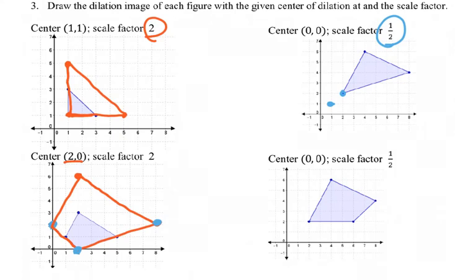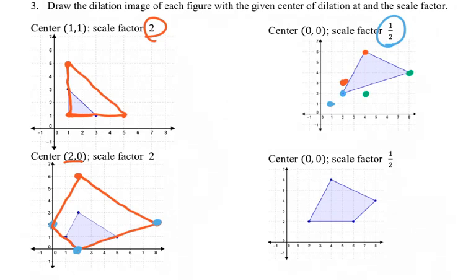Okay, and then we do the same thing. Instead of going over 8, up 4 to get to that one, we're going to do half of that. So over 4, up 2. And then to get to this point, we're going to go over 4, up 6. So let's do half of that. Over 2, up 3.